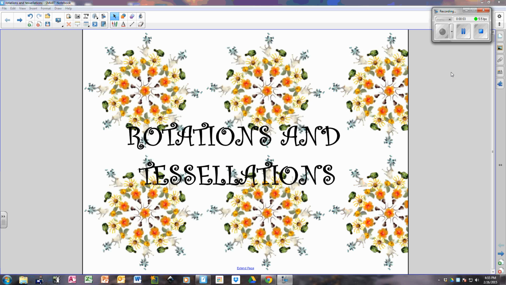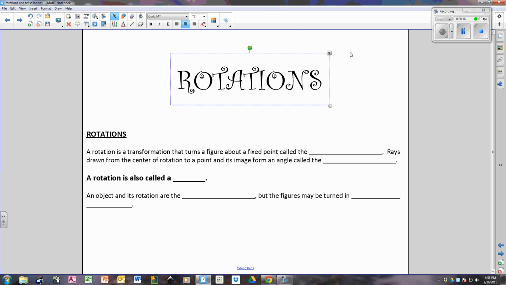Okay, so today we're going to do rotations and tessellations. So remember, rotation just means you're turning, and tessellation is a pattern, kind of like the Texas that's on the door. So let's look at rotations.